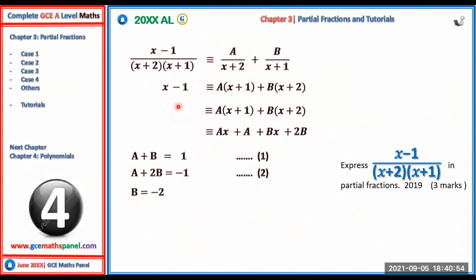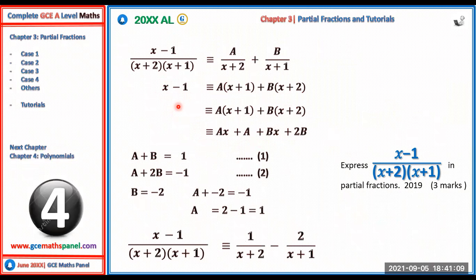So when we solve a and b by elimination, we have a to be 1 and b to be minus 2. Expressing this in partial fractions gives us 1 over x plus 2 minus 2 over x plus 1. B is negative 2, that's why we are putting minus here, because this is plus minus 2 over x plus 1.